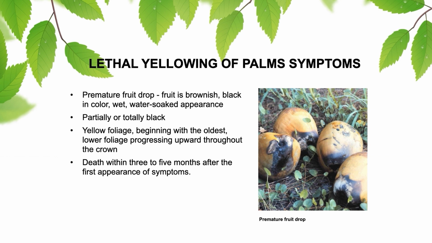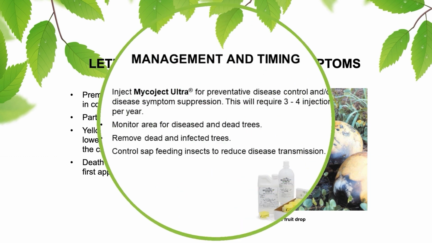Flower necrosis. Foliage of the infected palm turns yellow in color, beginning with the oldest, lower foliage progressing upward throughout the crown. Infected palms usually die within 3 to 5 months after the first appearance of symptoms.